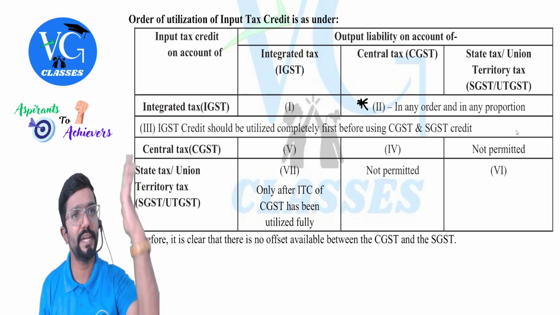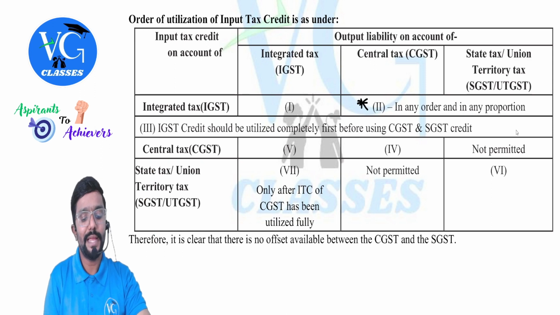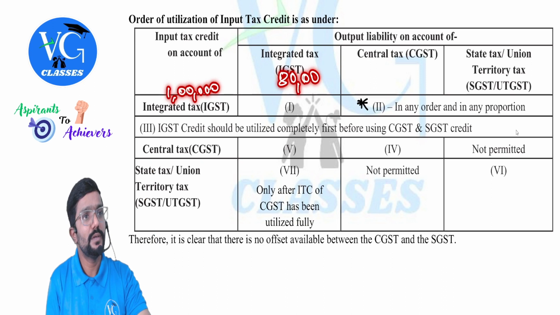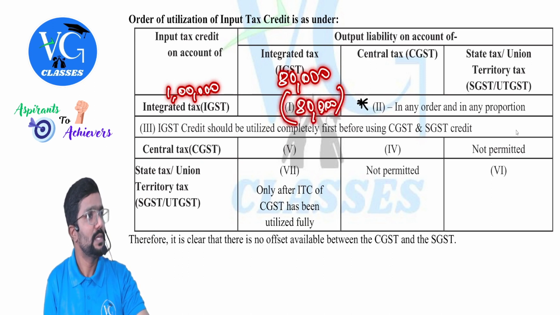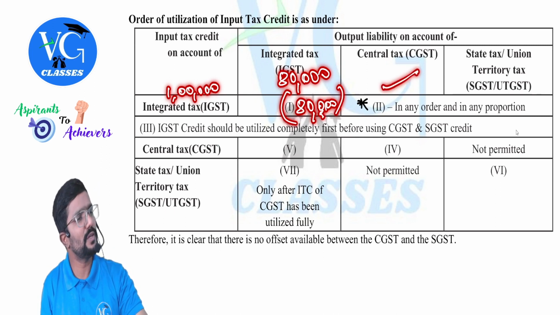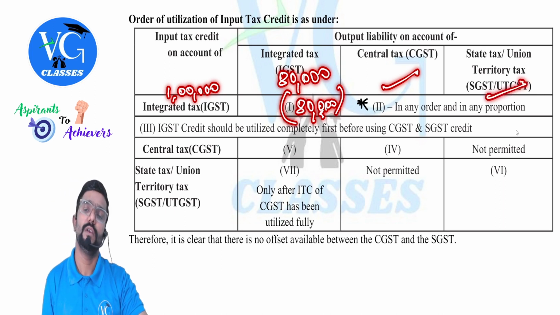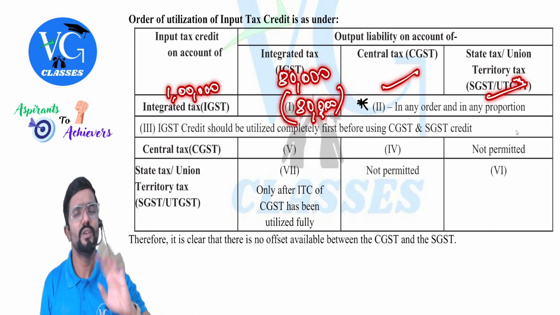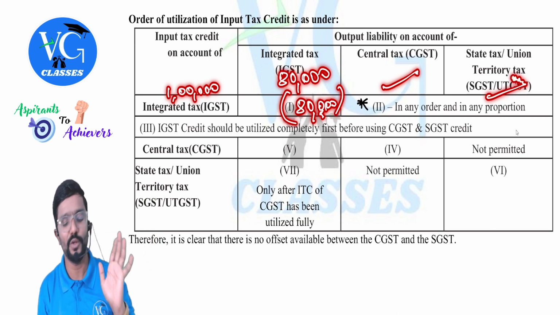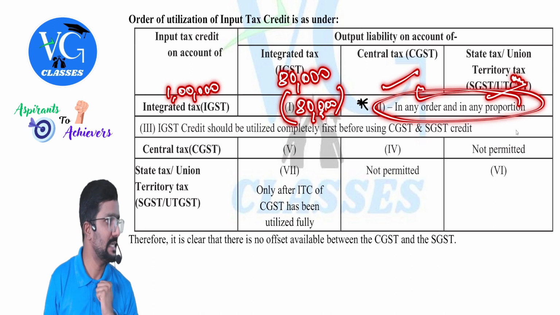Okay, let me put it in numbers. Guys, listen here. Sir, I have IGST credit, assume 1 lakh, but IGST liability is only 80,000. So first I will adjust 80,000. Remaining is how much? 20,000. Can I adjust the 20,000 fully against CGST? Yes. Can I adjust 20,000 fully against SGST? Yes. Or why discriminate? I will adjust against both, 10,000 each. Can I do it? Yes. Or 15,500, do however you want. That is what I told you. It is completely our choice.